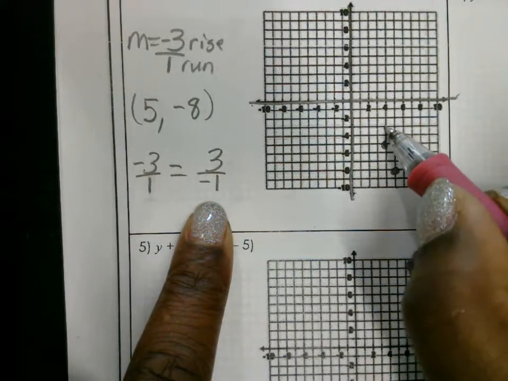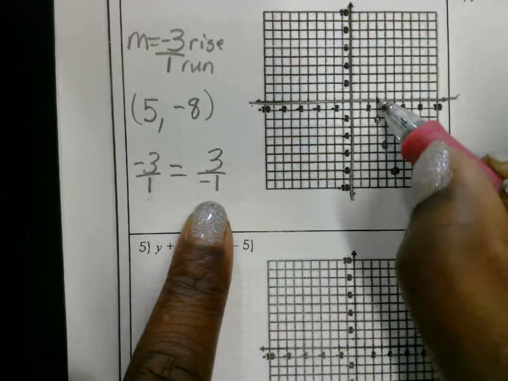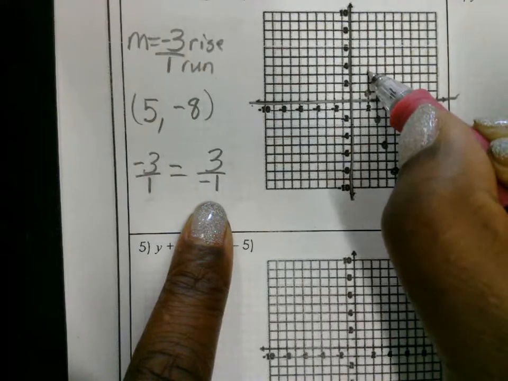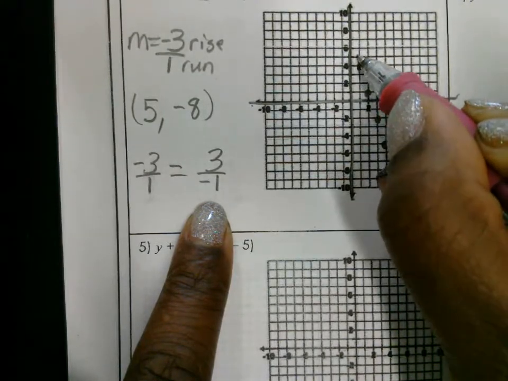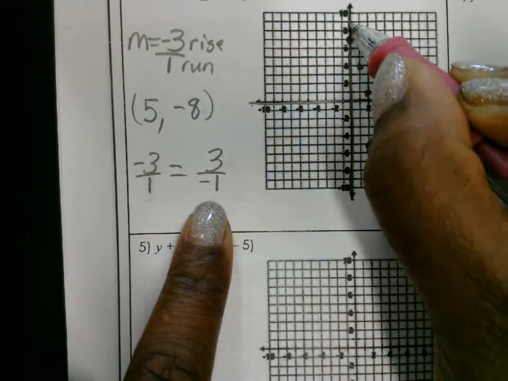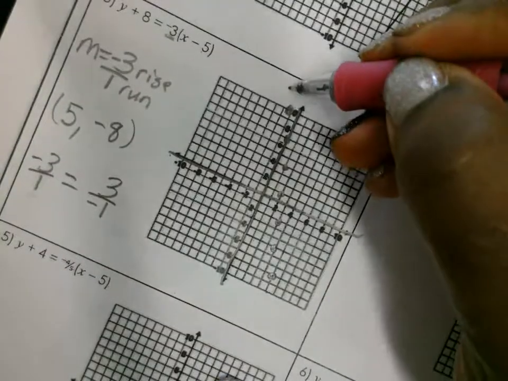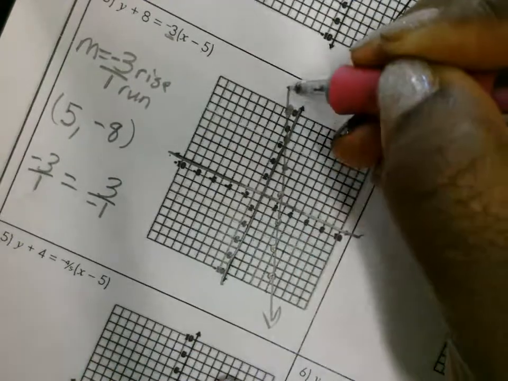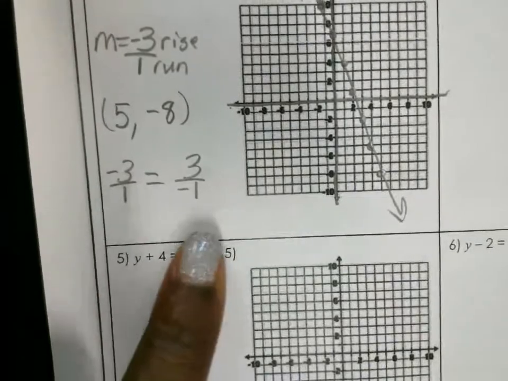Up 1, 2, 3, left 1, and I repeat that for each point. Okay, and so now I'm going to connect these points. So that's how I graph my line.